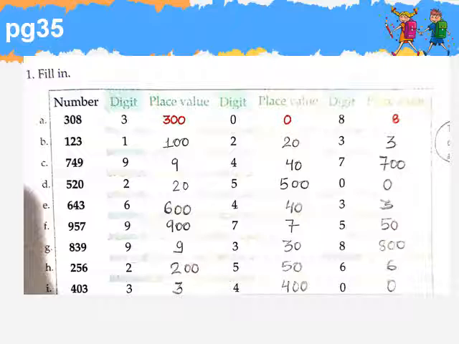Now children, look at the next part. I, the number is 403. The first digit is 3. Children, 3 is at ones place. So its place value is 3. Now the next digit is 4. In 403, 4 is at hundreds place. So its place value is 400. Now children, the next digit is 0. And you know that the place value of 0 is always 0.